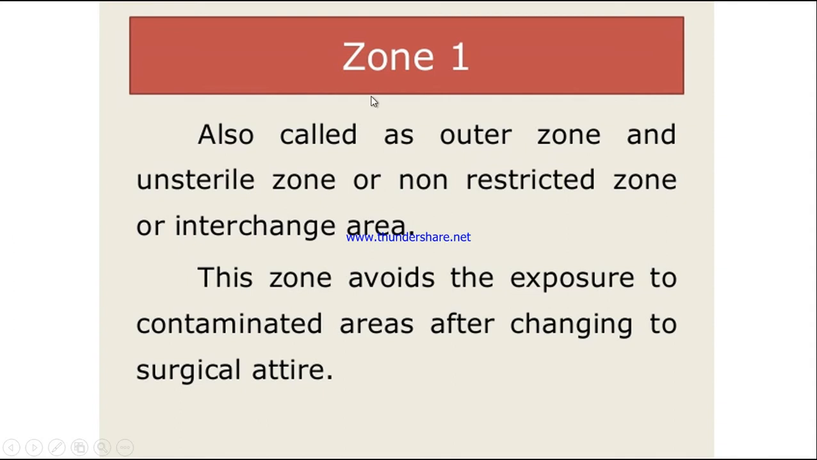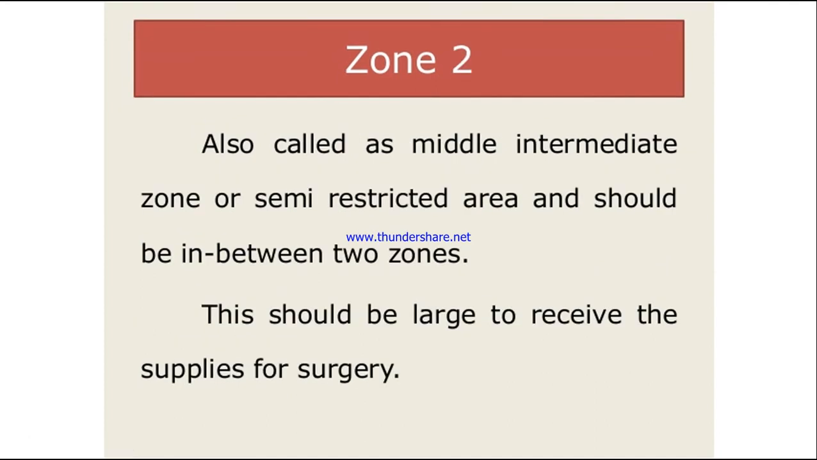So this zone, zone 1, is a non-sterile area. It is a non-restricted zone, and after exposure to the contaminants, the people, the doctors or the nurses, should avoid this zone. Next, zone 2 is called the middle or intermediate zone or semi-restricted area. It should be in between zone 1 and zone 3. This should be large to receive the supplies for surgery. This zone should be a very big area so that it will receive the supplies.